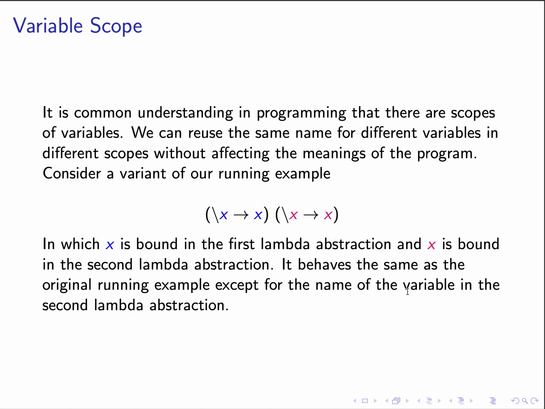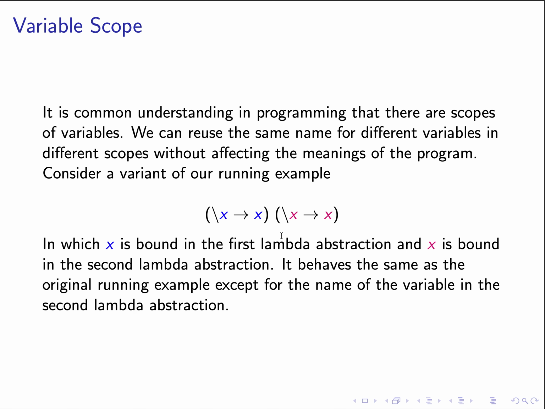In functional programming, we also need to handle the scope of the variable, which defines the syntactic structures in which a variable makes sense. For example, over here, this variable x only makes sense within the scope of the first lambda abstraction, and this other variable x only makes sense within the scope of the second lambda abstraction, and they actually mean two different variables.